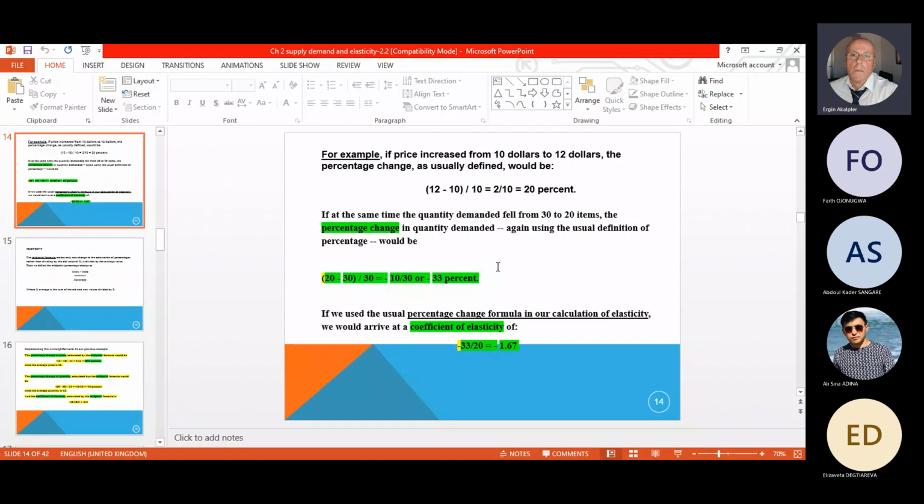The percentage change in quantity demanded, again using the usual definition of the percentage, would be 20 minus 30 divided by 30. This goes to minus 10 divided by 30, which is minus 33 percent. When we put these two together, we get the coefficient elasticity, which is minus 33 divided by 20, giving you minus 1.67, which is elastic demand, as expected, because above 1 is elastic and below 1 to 0 is inelastic.